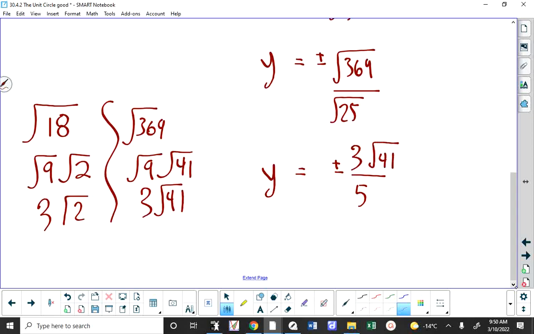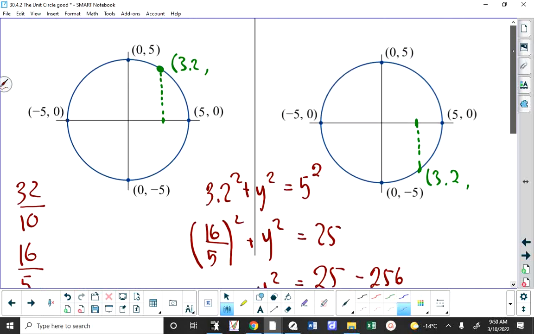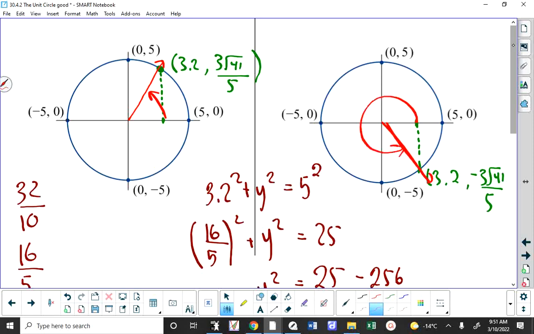Now, let's plot them. Well, we don't really need to plot them. We've already plotted them, right? 3.2 comma positive 3 root 41 over 5, 3.2 negative 3 root 41 over 5. I suppose we should put in our rotation angles. And just for kicks, I would like you to calculate what 3 times the square root of 41 divided by 5 is. What's that? 3.84, isn't it?